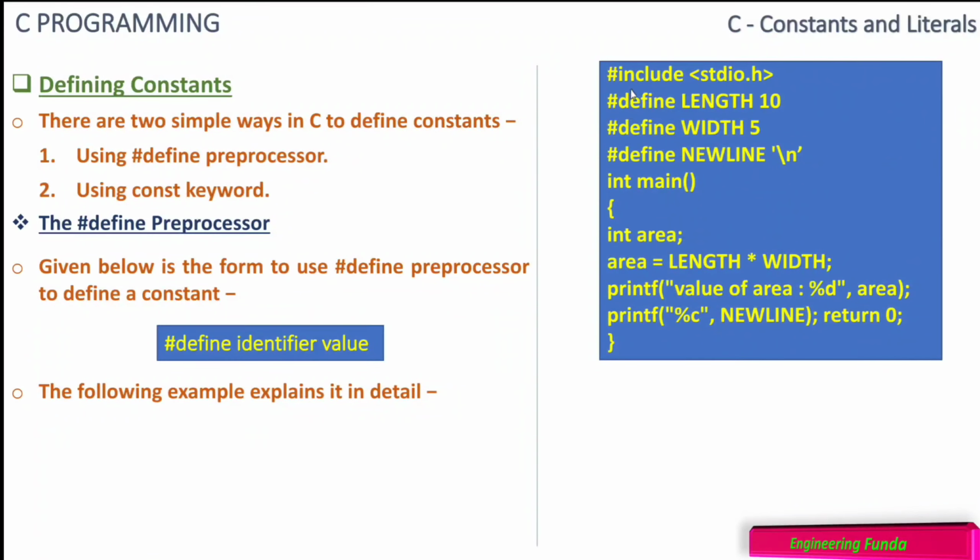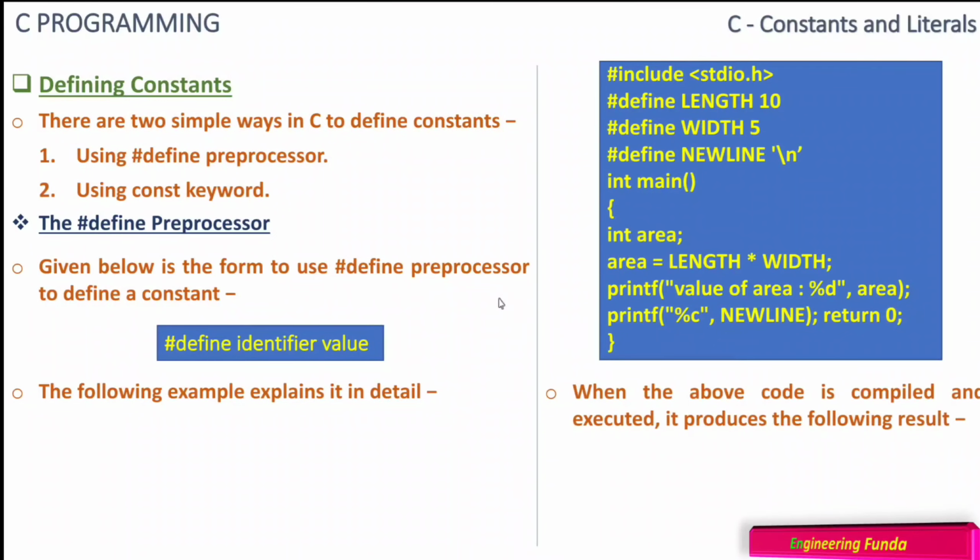Here you can see that there are three constants declared. #define LENGTH 10, that means wherever you use LENGTH it will take the value 10. Then #define WIDTH 5 and #define NEWLINE '\n'. So there are two integer constants and one character constant, and here you can see that area is equal to length into width, and the value of area is printed, and then a new line is printed.